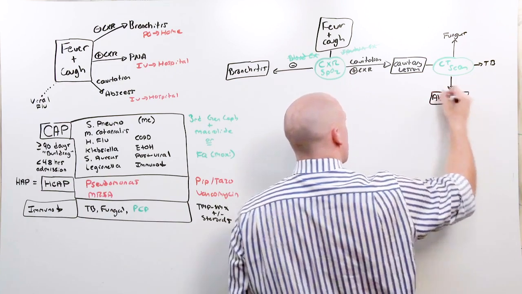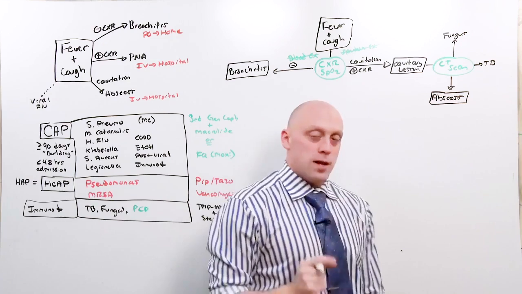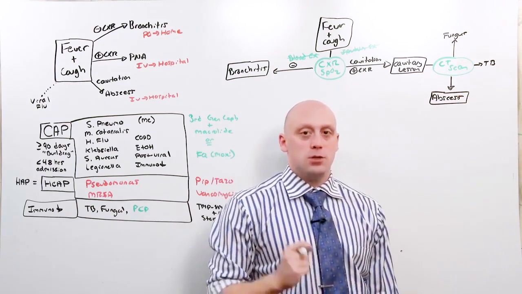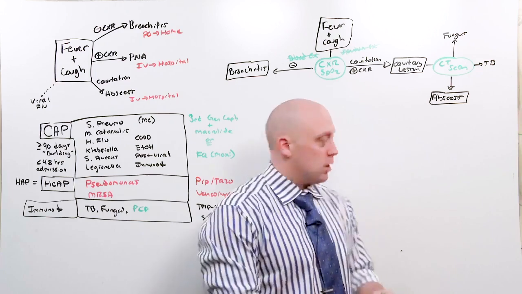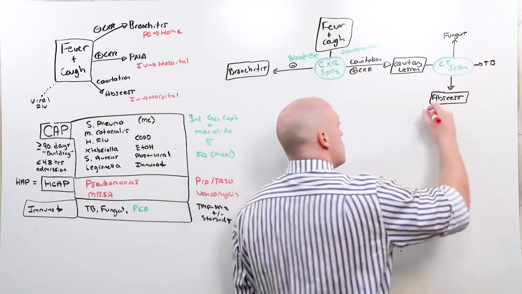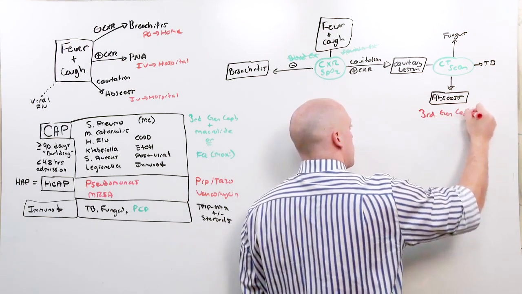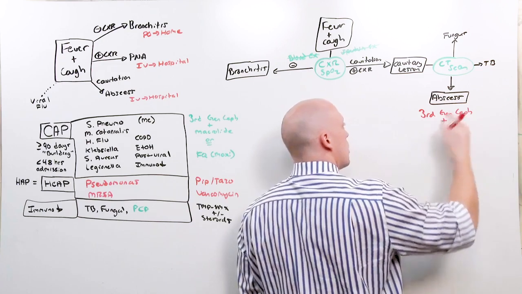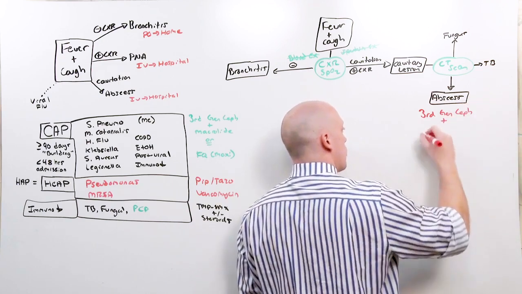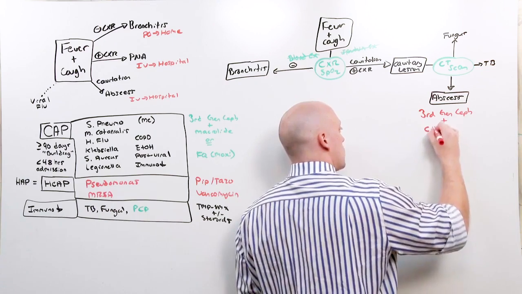And the abscess of the lung is one of those abscesses that does not need to be drained. So abscess of the lung, you just need to treat with antibiotics. You still want to pick that third generation cephalosporin, but now you want to change it up and cover gram-negative and anaerobic organisms. You do that with clindamycin.